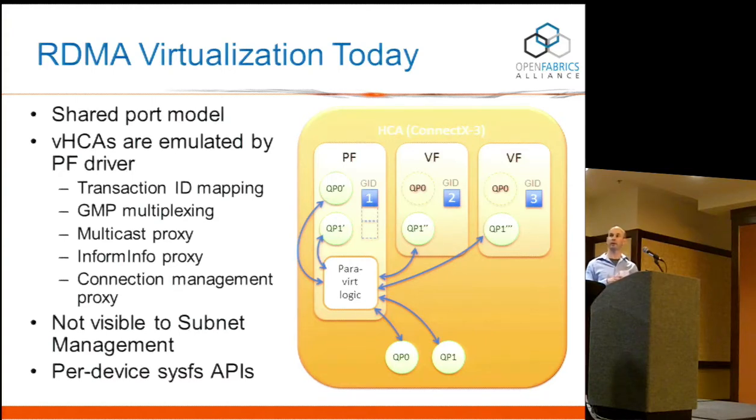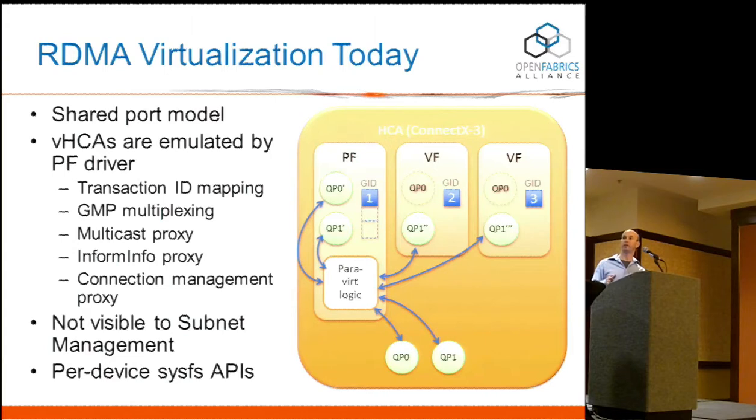For example, it has to guarantee unique transaction IDs. It has to multiplex GMPs depending on the class. For example, for incoming CM requests, we multiplex according to the GID that's embedded inside the payload. By the way, the identity of each of these functions is a GID. So all of them share the same LID because, again, we're not modifying the InfiniBand device.